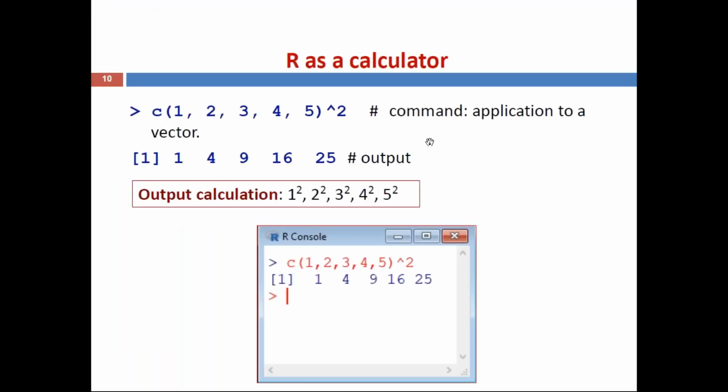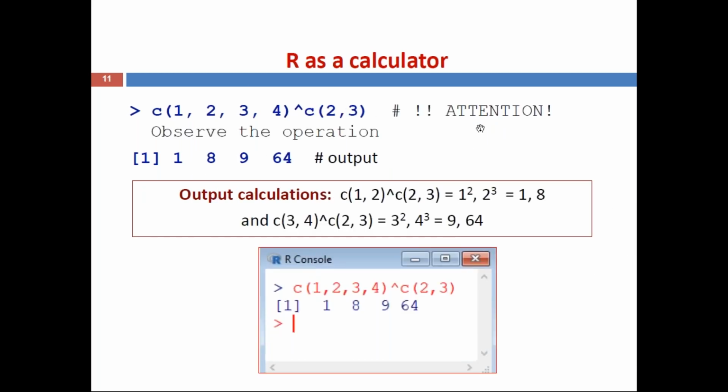That is the use of c, application to a vector. This command combines. Next, another example. Here you can observe carefully. It's very important. Here we are taking two vectors.